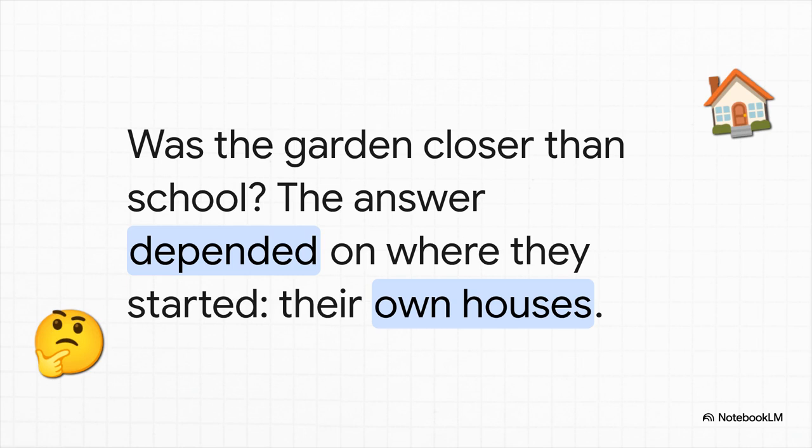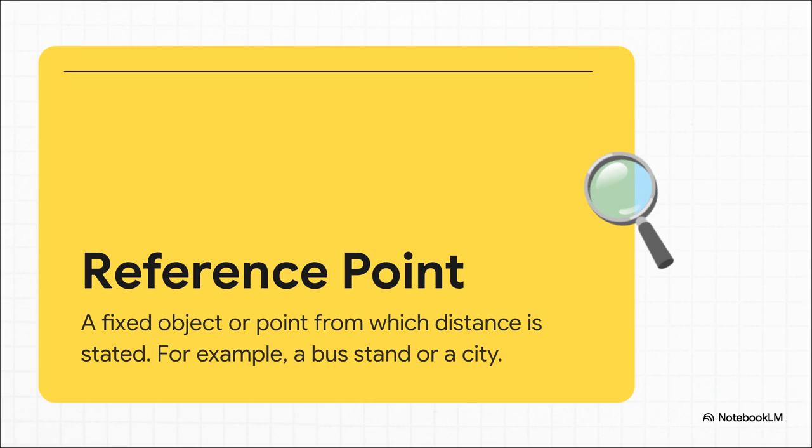They're having an argument. Which is closer, the garden or the school? Half of them are convinced it's the garden, the other half are positive it's the school. So who's right? Well, here's the thing, they all are. Because each of them was thinking about the distance from their own house. And that's exactly why they couldn't agree.